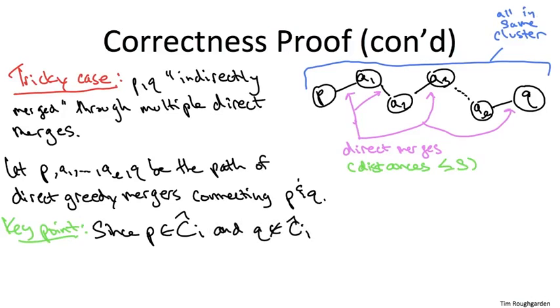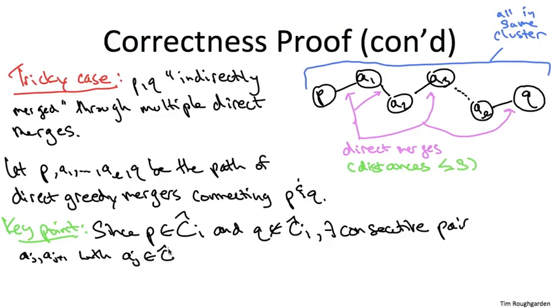Now imagine you go on a hike. You start at the point P, and you hike along this path. You traverse these direct mergers toward Q. Now, you're starting inside C hat I, and you end up outside. So on some point on your hike, you will traverse the boundary. You will, for the first time, escape from C hat I and wind up in some other cluster. So that has to happen, and let's call A_J and A_J plus 1 the consecutive pair of points at which you go from inside this cluster to outside this cluster. And now we're back in the easy case. Now we're dealing with a separated pair that were directly merged by the greedy algorithm.